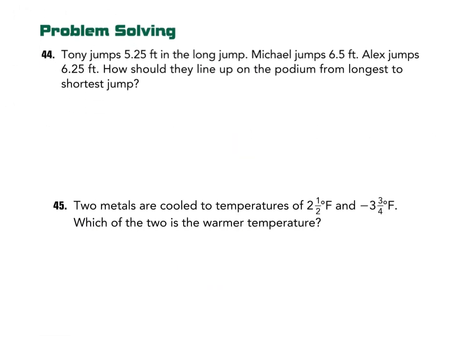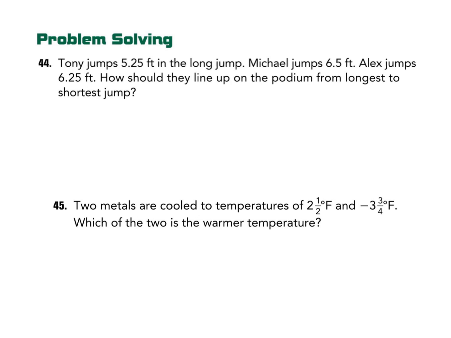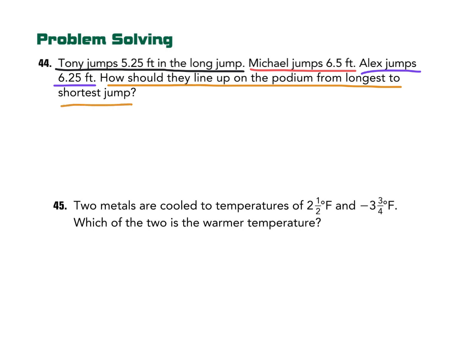We'll look at number 44. It says Tony jumps 5.25 feet in the long jump. Michael jumps 6.5 feet. Alex jumps 6.25 feet. And the question is, how should they line up on the podium from longest to shortest jump? So we're looking at who has the longest jump here first of all. These are a little bit closer, so this is a good thing for us to look at that we haven't done yet.